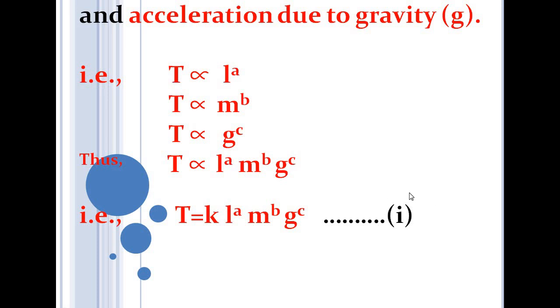Let us call this equation 1. In equation 1, K is a dimensionless constant, and A, B, C are simply numbers. Now our aim is to find the values of A, B, and C. Let's begin.